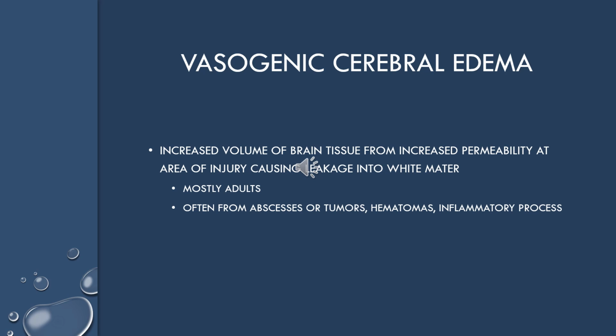The first type of cerebral edema that can cause increased intracranial pressure is vasogenic edema. This is caused by an abnormal permeability of the walls of the cerebral vessels, which allows protein-rich plasma to leak into the extracellular space of the brain, and this allows it to pull into the white matter. This usually occurs most often in adults, and it can be caused by abscesses, tumors, hematomas, or bruising-type things in the brain, and inflammatory processes.